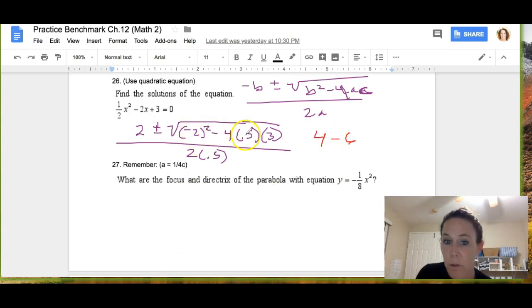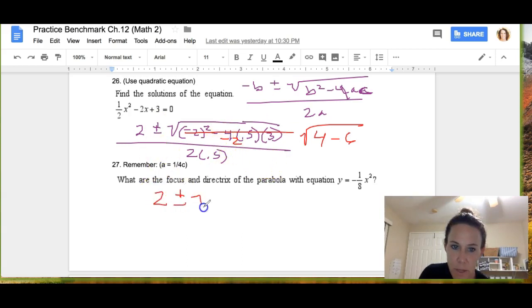All right, negative 2 squared is 4. Multiply this out. Half of 4 is 2. 2 times 3 is 6. So this is going to be minus 6. So this will be the square root of 4 minus 6, this part. 4 minus 6 is negative 2. So this whole thing becomes negative 2. So this is going to be 2 plus or minus the square root of negative 2 over half of 2 is 1. So this is just 2 plus or minus the square root of negative 2.